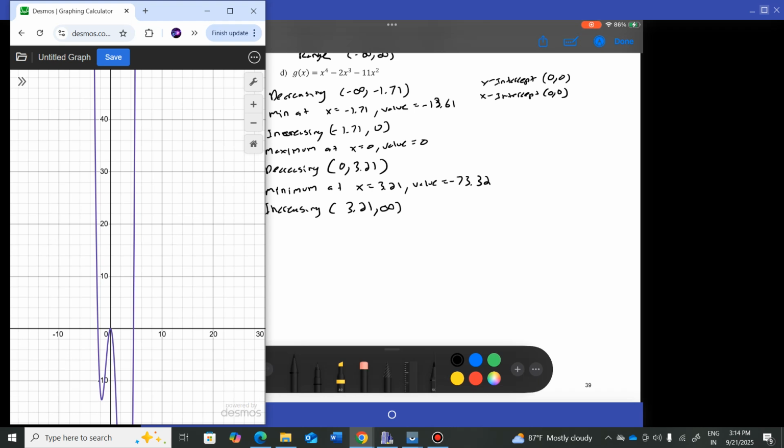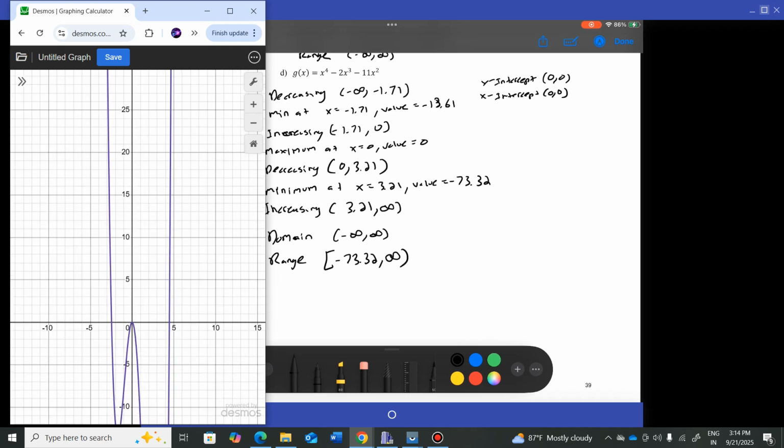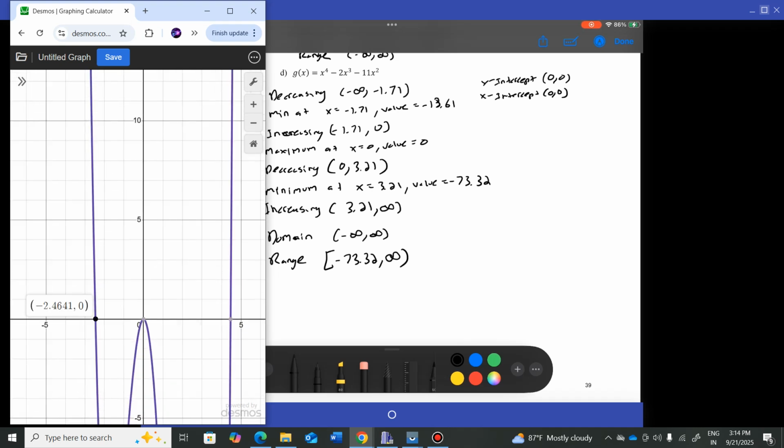Okay. Domain: all real numbers, since it's a polynomial. Range: the lowest point on this was negative 73.32, to infinity. Then I mentioned one x-intercept. The other ones are here and here, so negative 2.460 and 4.460. Tons of information you can find out just from looking at the graph.